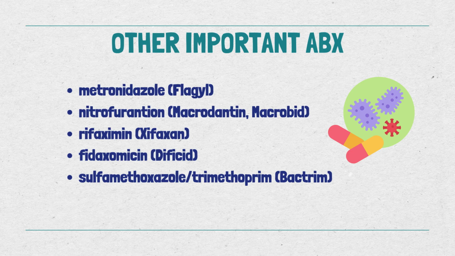Here's some other ones you need to know. These are all very important as well. They just don't fall into class groupings. So you can study the mechanisms and the classes and all of the other information about them in Fluent, and I encourage you to do that. But the ones we have here are metronidazole or Flagyl, nitrofurantoin or Macrobid, also known as Macrodantin.